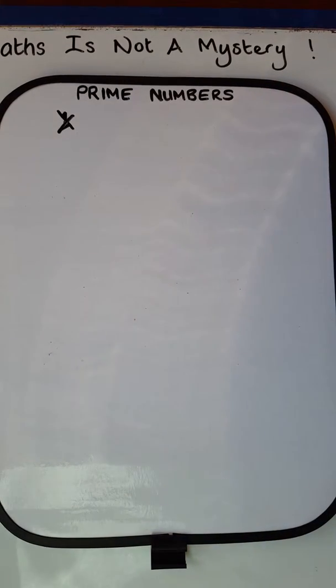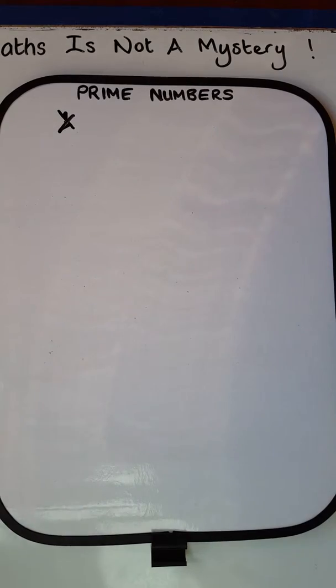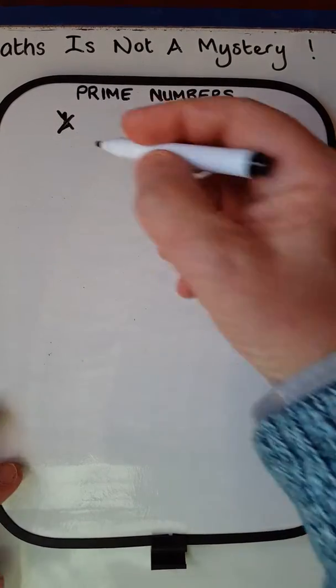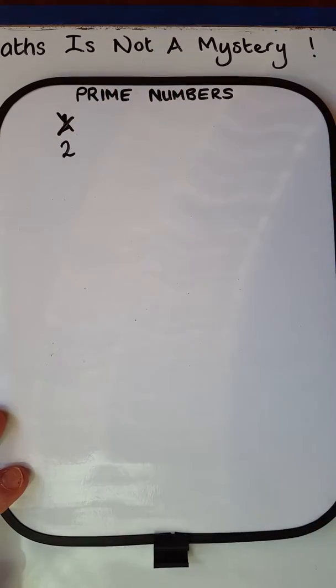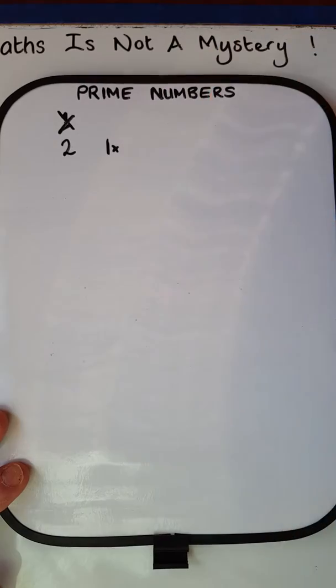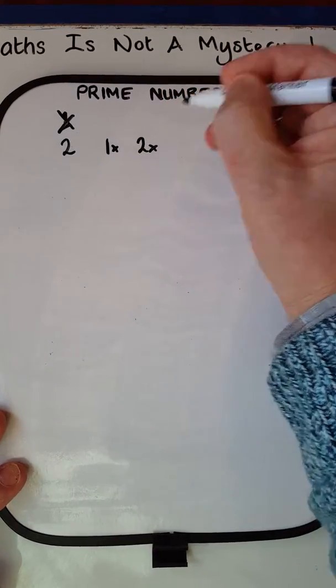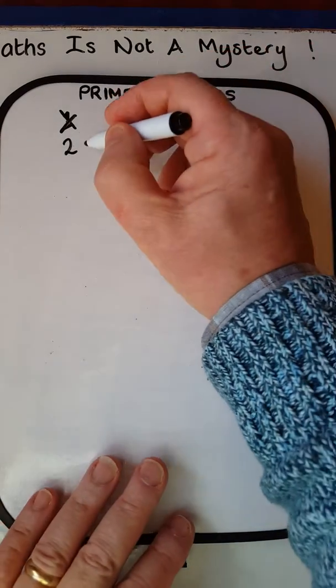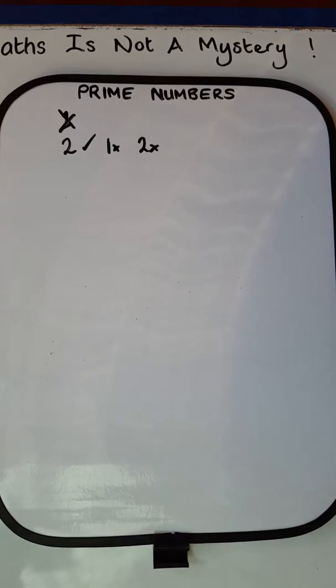Let's work through and just check on some of the smaller numbers to see which ones are prime, and by the end of that you should have got the idea of how to look for them. So let's start with 2 now. To check it out, of course it's on the 1 times table and it's on the 2 times table, and that's it. It can't possibly be on any other times table. So 2 is a prime number.